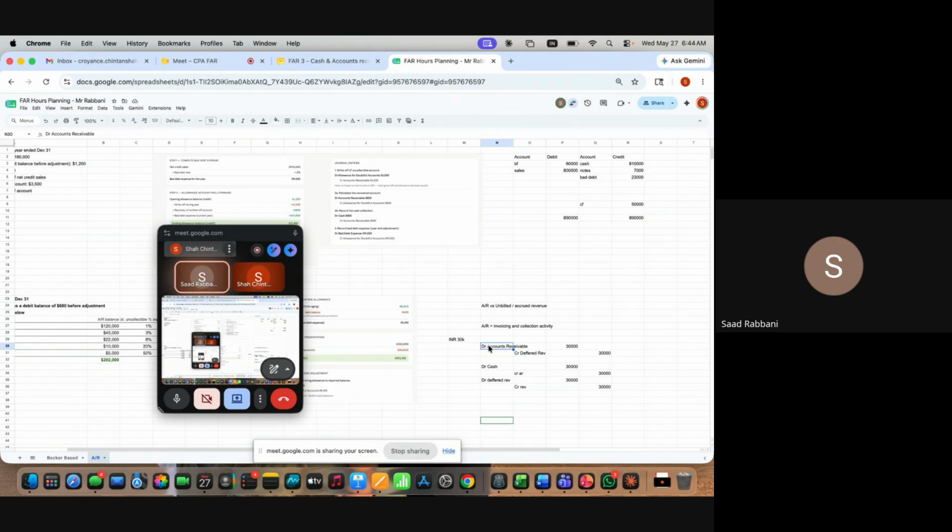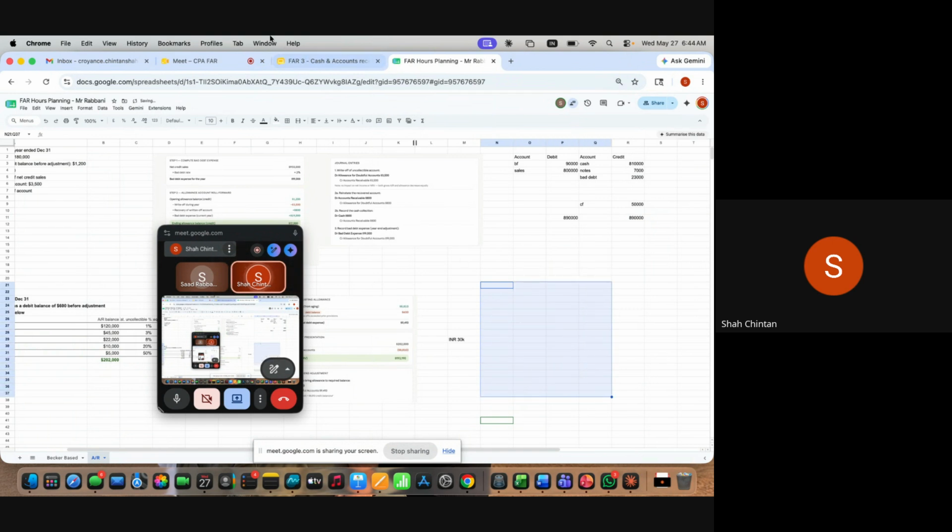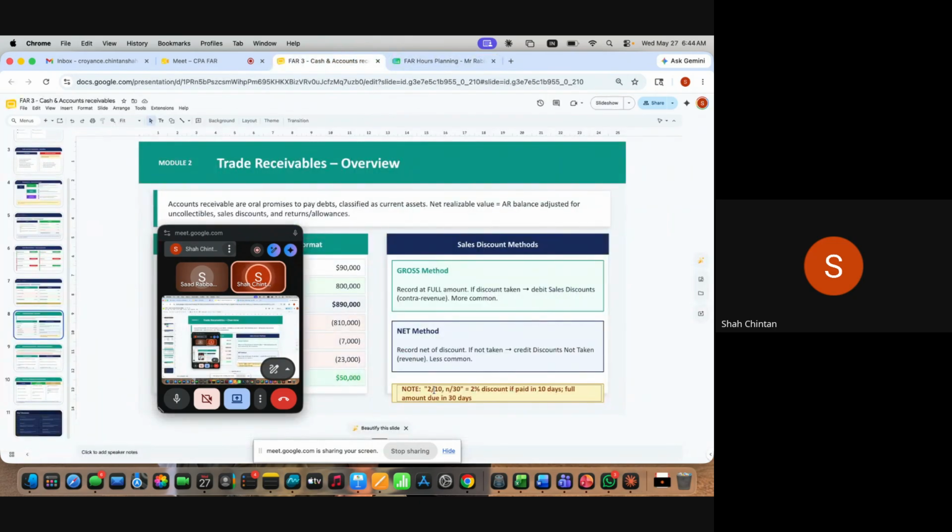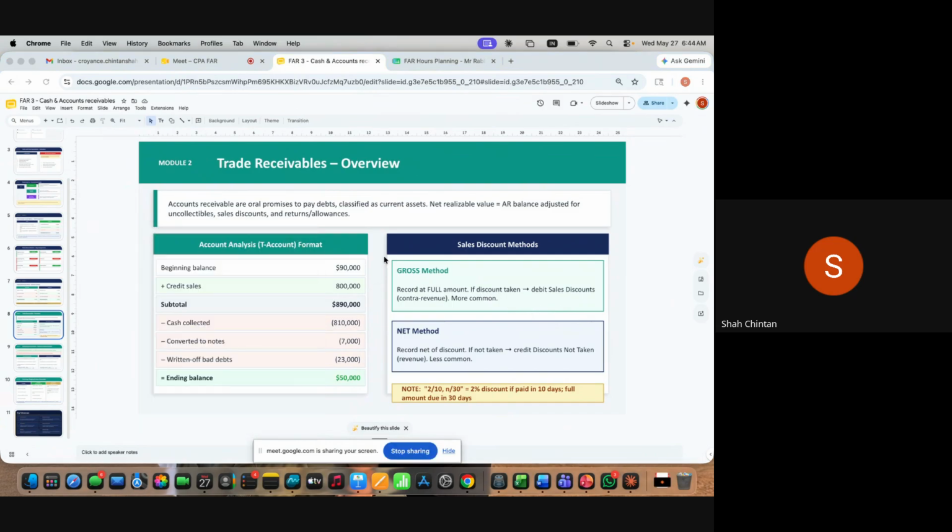Yes. चलिए. So our base is clear. You know when accounts receivable is created. You know T-shaped ledger posting, and you can interpret 2 by 10 net 30 concepts. So let's go into detail of the chapter trade receivables, accounts receivable. So what is accounts receivable?